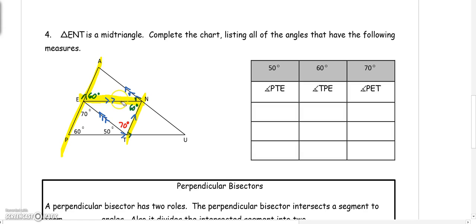Now that helps me because in this triangle, I now have a straight line left over. So the missing angle in this triangle, if a straight line is 180 degrees, and I know that my two angles are 60 and 70, my third angle has to be 50 degrees.